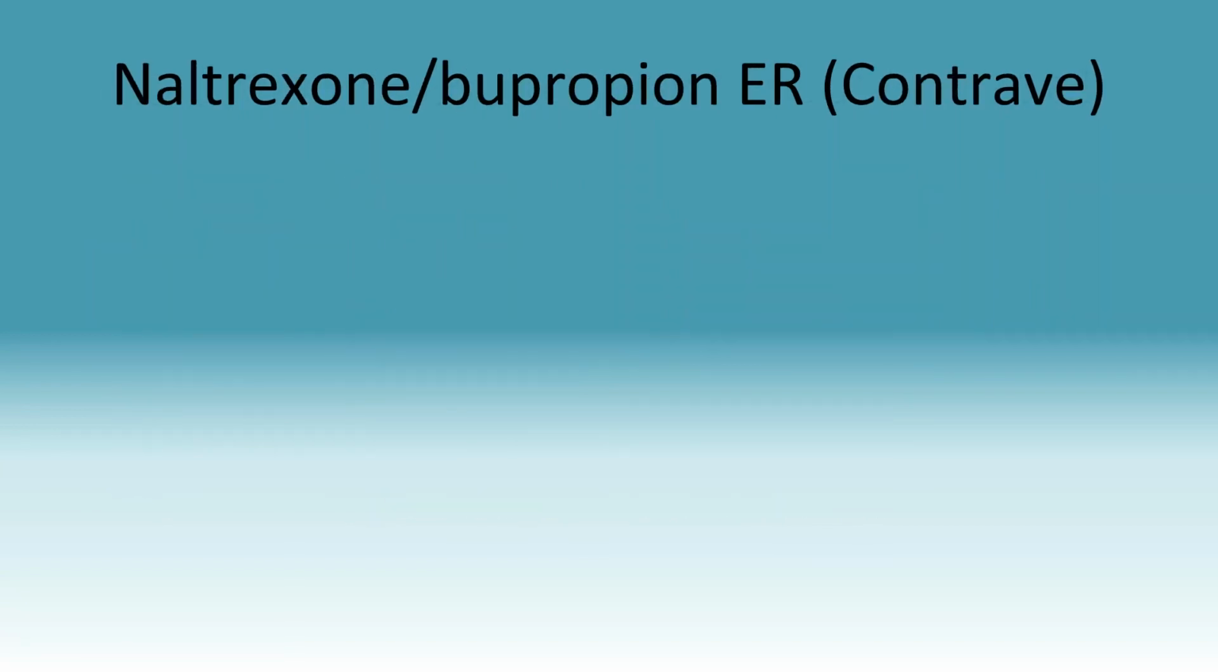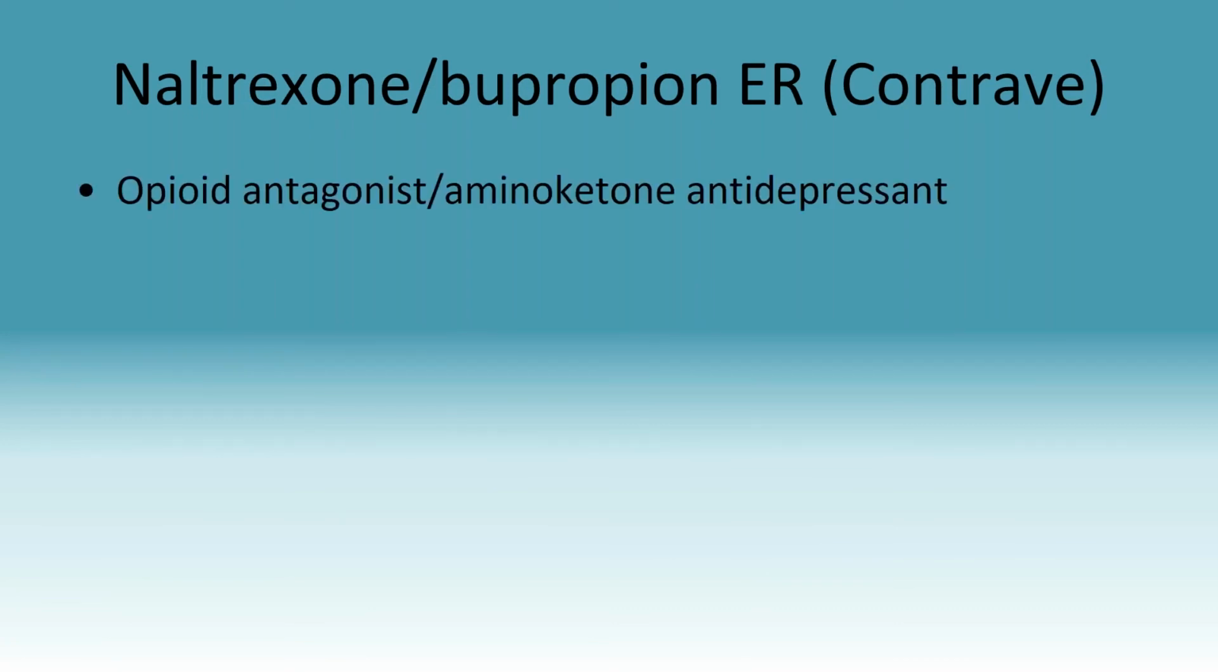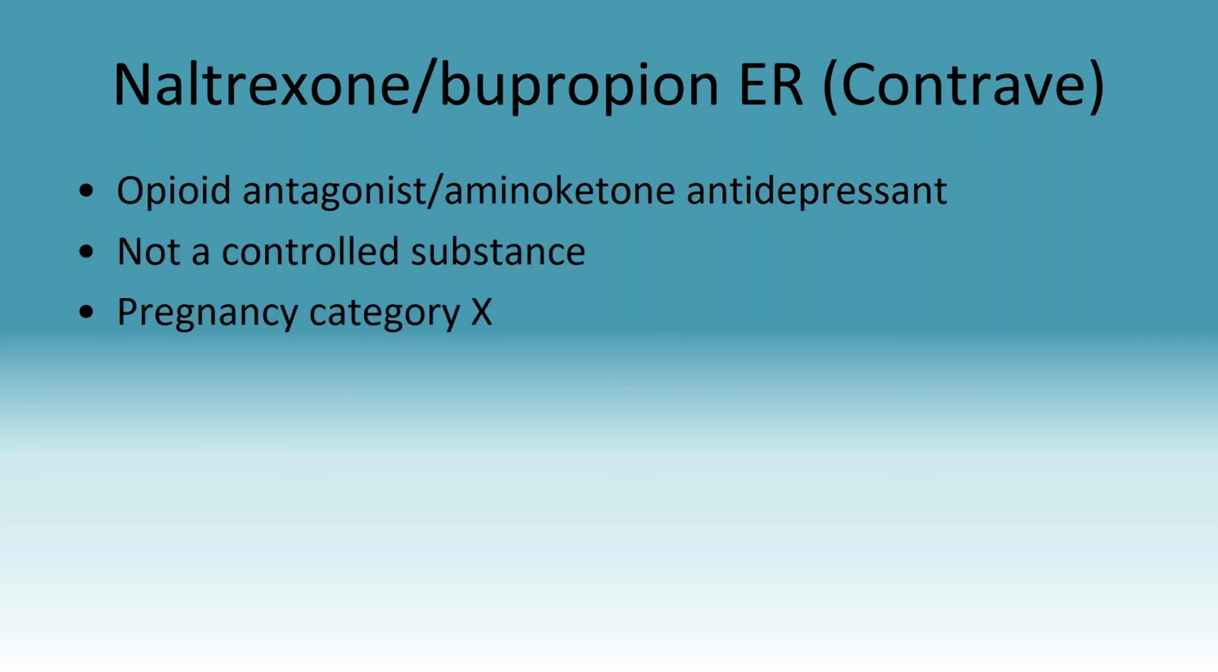The next medication is naltrexone bupropion, which is marketed as Contrave, and both of these are extended release. So this is the opioid antagonist naltrexone used with the aminoketone antidepressant bupropion, which is brand name Wellbutrin. This is not a controlled substance, but it is pregnancy category X. So if you are interested in using a medication that does not require everything that goes with using a controlled substance, this is one of the few options.